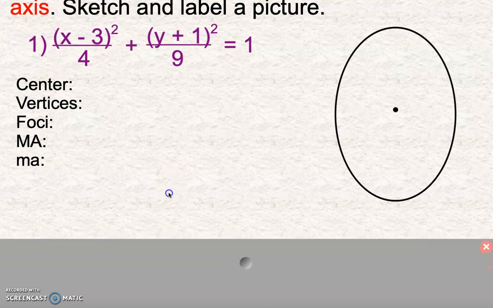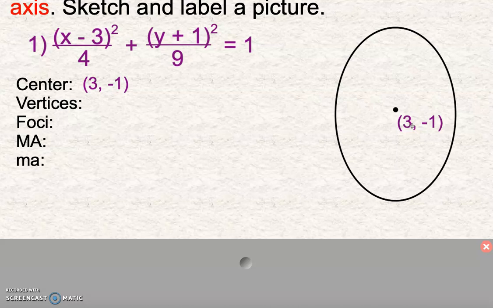Okay, let's knock out the easy stuff here. The center. Just like a circle, we know that this 3 and this -1 are responsible for the center. I already drew a vertical ellipse because the 9 is bigger than the 4. Since 9 is bigger than 4 and 9 is under the y, I know that's going to be a vertical ellipse. So center, 3, -1, and I put it in my picture.